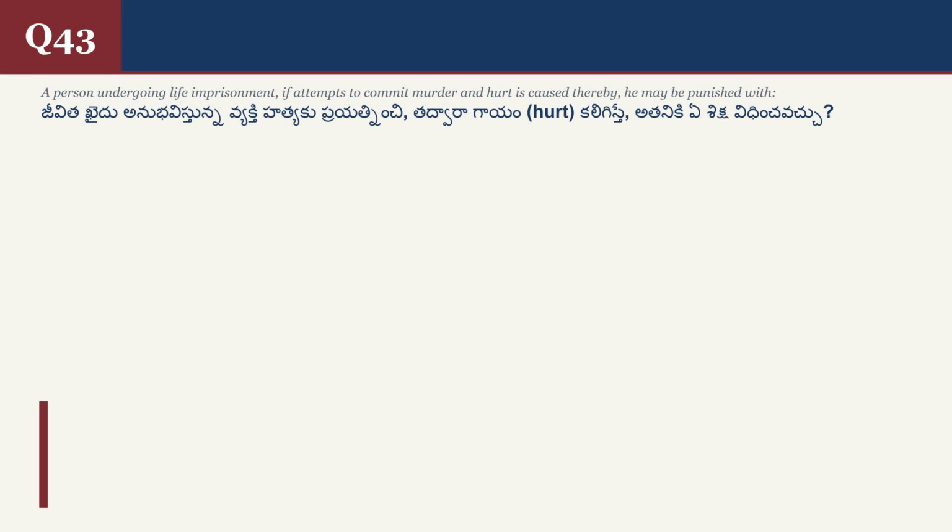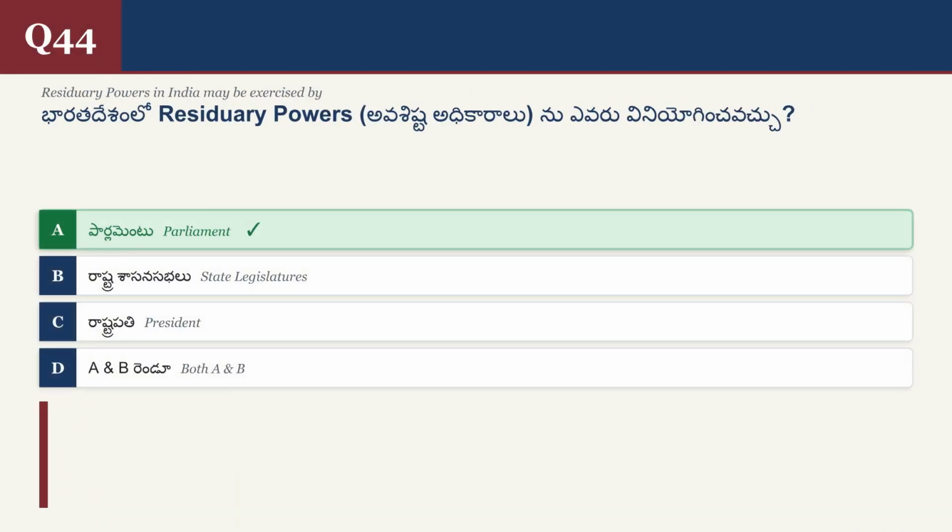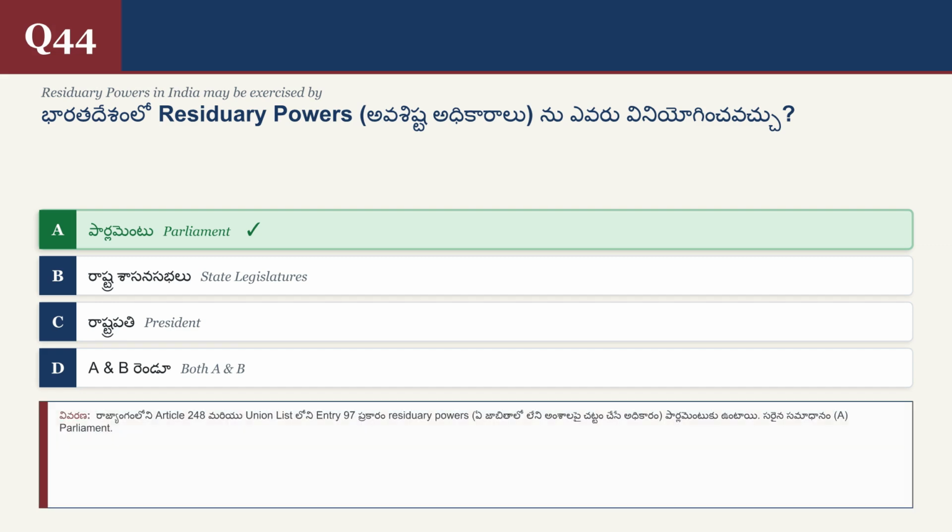Question 43 refers to an offense committed by a person undergoing life imprisonment who attempts murder and causes hurt. Under IPC Section 307, the possible punishments include all options listed. The correct answer is D, all of the above. Question 44 asks, who may exercise residuary powers in India? According to Article 248 of the Constitution, the power to legislate on matters not listed in the three lists belongs to Parliament. The correct answer is A, Parliament.